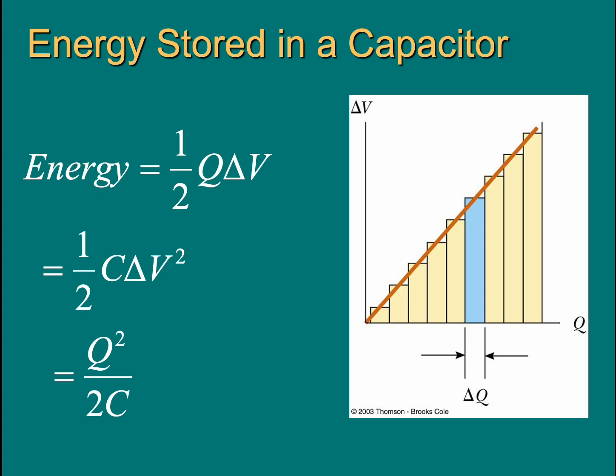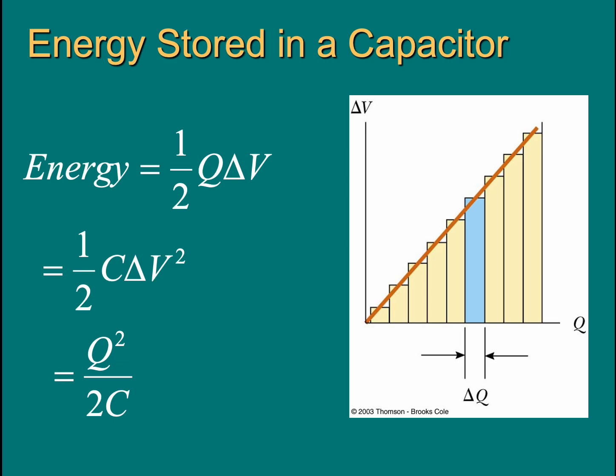Delta Q times delta V gives us the energy. So delta Q times this delta V for this blue rectangular area will tell us the energy required for us to transfer delta Q of charge on top of the Q charge already stored in the capacitor. Which means if we add the area of all those rectangles together, it will give us the energy stored in the capacitor when carrying charge Q.